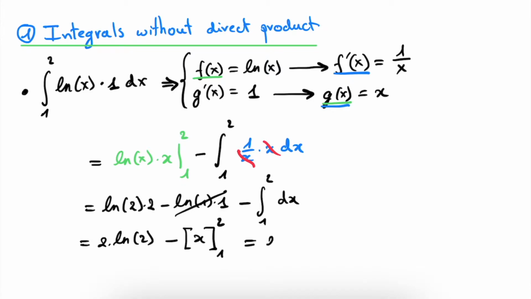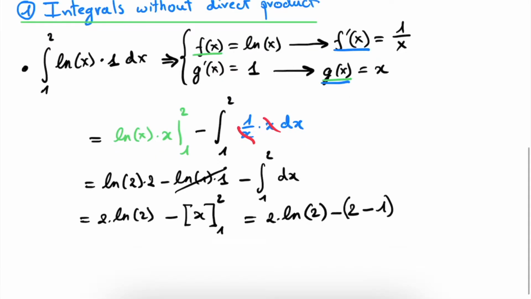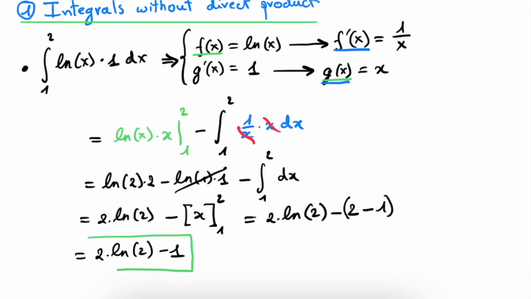And this simply becomes 2 times the logarithm of 2 minus x filled in its upper boundary. So this becomes 2 minus x filled in its lower boundary, which simply becomes 1. And so our final result becomes 2 times the ln of 2 minus 1. And we already have our result.